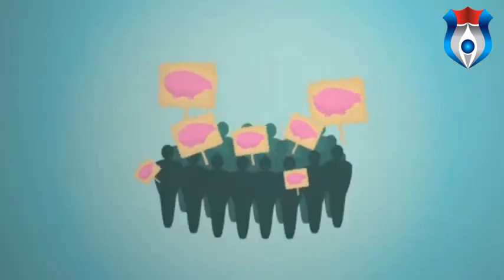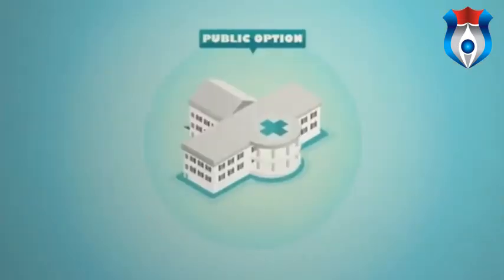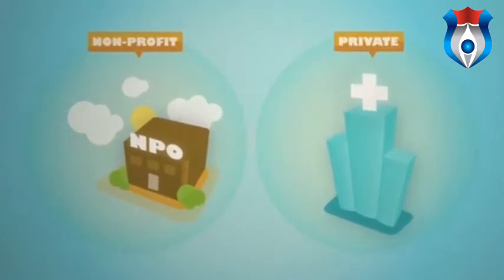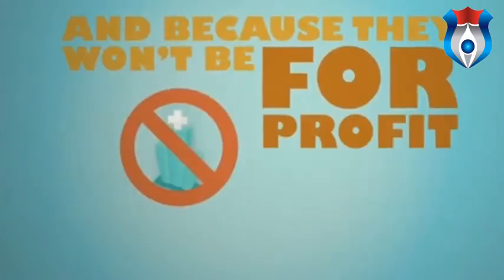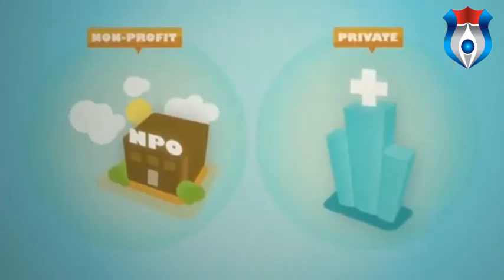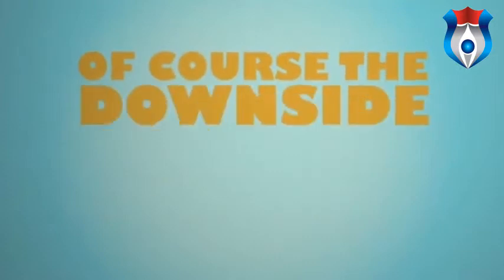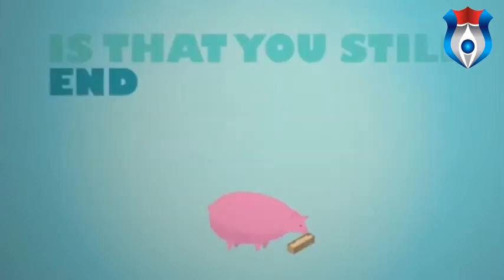Then you have the people who want to put the pig on a diet, who say that instead of a public option, we can create these sort of non-profit insurance companies that will then have to compete with private insurance. And because they won't be for-profit companies, they'll be incentivized not to work for the shareholders in the company, but instead to work for the patients they represent. Now, of course, the downside of the put the pig on the diet plan is that you still end up with tens of millions of people who have no health insurance whatsoever.